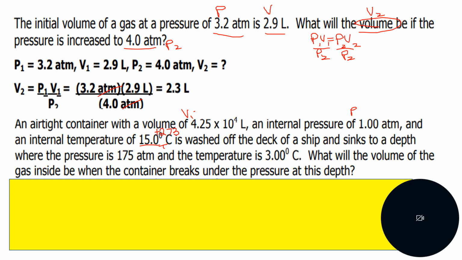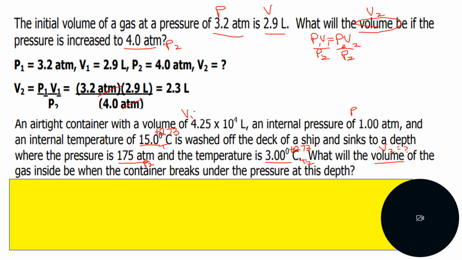It is washed on the deck of the ship and sinks to a depth of 175 atm, so that's pressure 2, to a temperature of 3 degrees Celsius. So again, add 273 right off the bat. That will be temperature 2. What is the new volume?